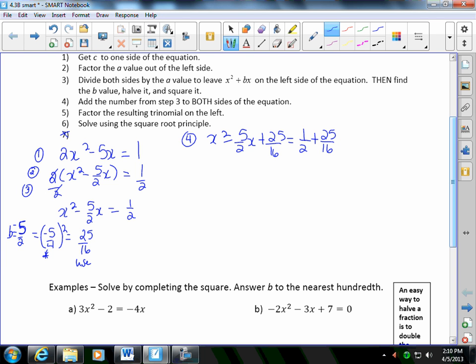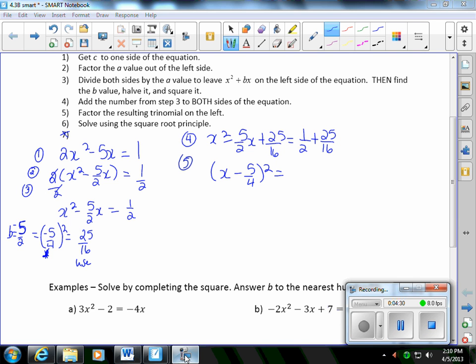So now I have my trinomial on the left, so I'm going to factor that. So this is x minus, I use my star value, minus 5 over 4 all squared is equal to 1/2 plus 25 over 16, which is the same as 8 over 16 plus 25 over 16. So x minus 5 over 4 all squared is equal to 33 over 16.